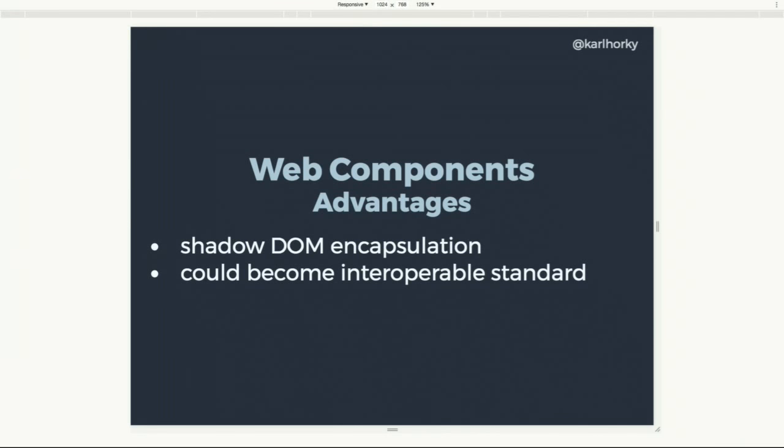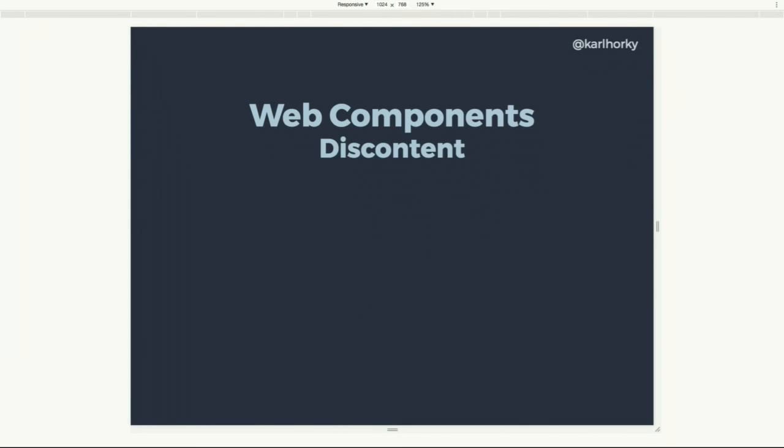So there are advantages to this. We talked about this Shadow DOM encapsulation. There's no other way to do this exactly like Shadow DOM does it. It's really strong encapsulation, built into the platform. It's really nice, and if it takes off at some point, it could become an interoperable standard. It could be the lingua franca, just like Facebook calls JavaScript right now, just some kind of way that everyone can declare components. That would be nice. It's a really nice idea.